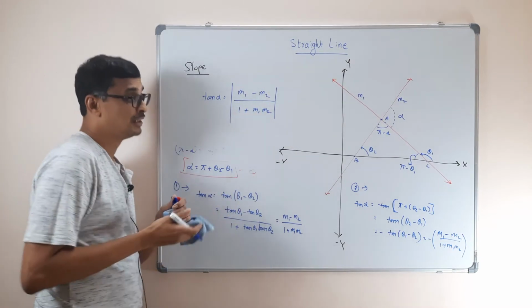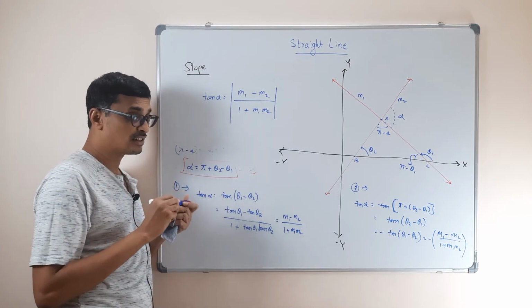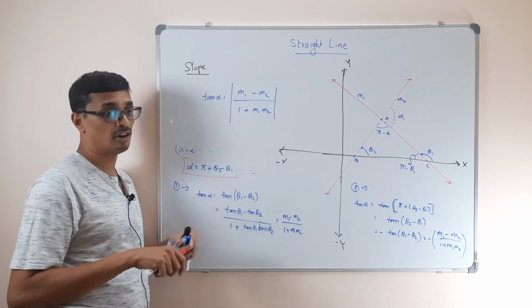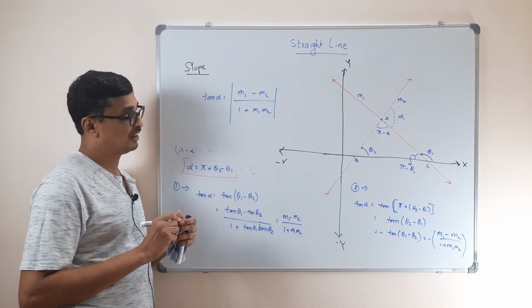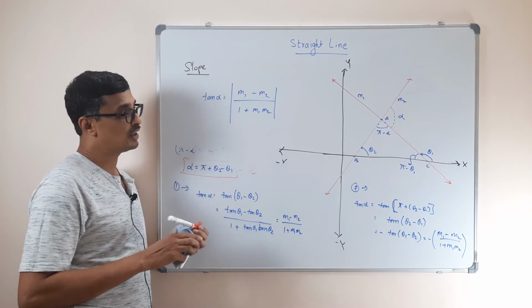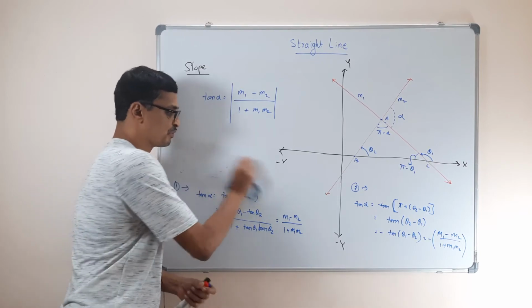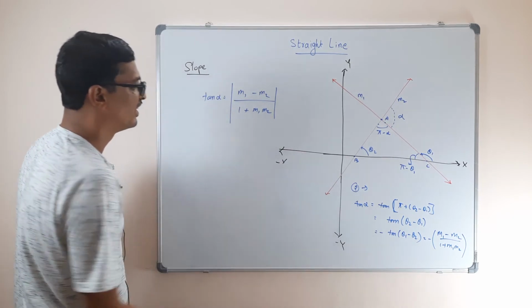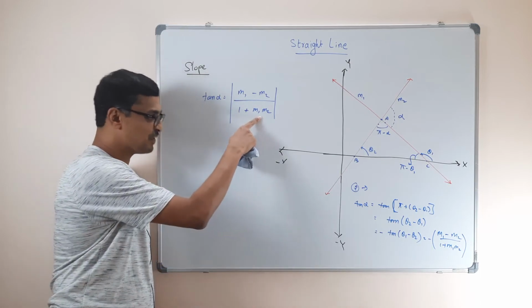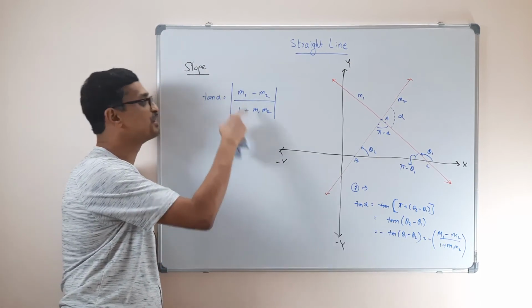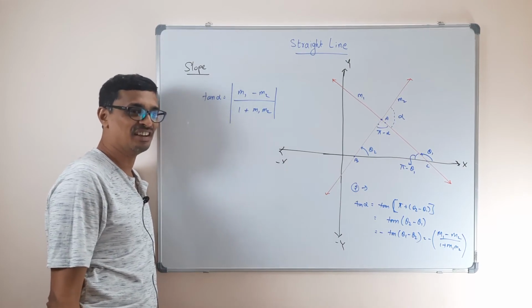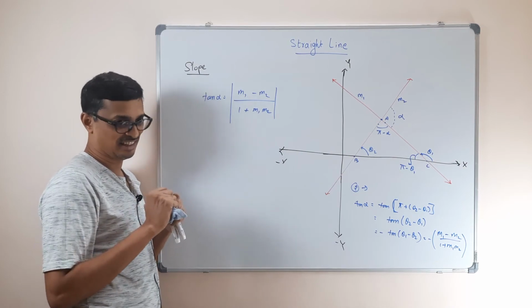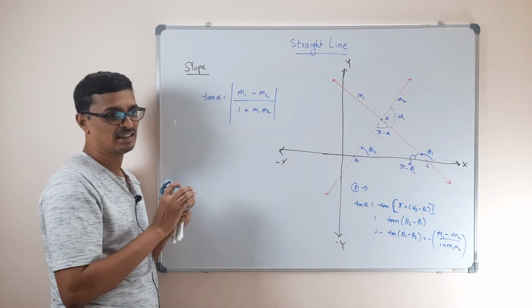Now remember, this formula is not universal. Why do I say it is not universal? It is not satisfied for all angles. For example, if these two lines are perpendicular and intersect at 90 degrees, will this be valid? No, because m1 m2 is equal to minus 1, so 1 minus 1 becomes 0, and you can't define it. So this formula holds only when the angle is acute, not 90 degrees.